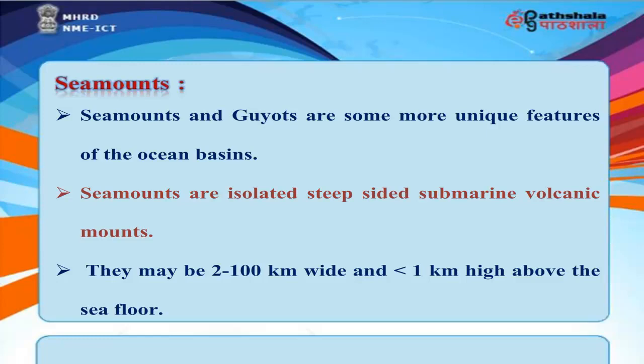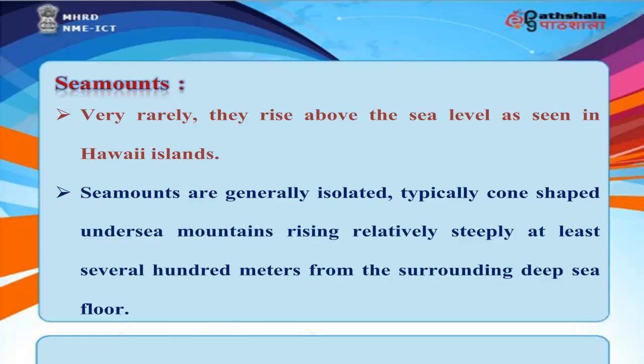Seamounts. Seamounts and guyots are some more unique features of the ocean basins. Seamounts are isolated, steep-sided submarine volcanic mounts. They may be 2 to 100 kilometers wide and less than 1 kilometer high above the seafloor. Very rarely, they rise above the sea level as seen in Hawaii Islands. Seamounts are generally isolated, typically cone-shaped undersea mountains, rising relatively steeply at least several hundred meters from the surrounding deep sea floor.